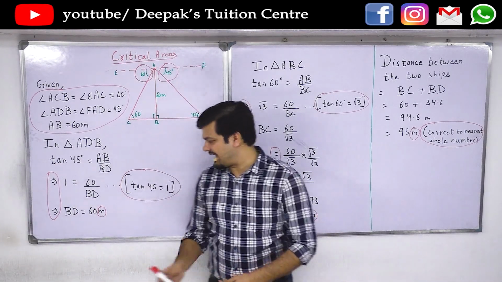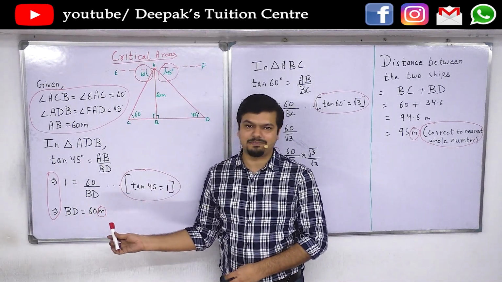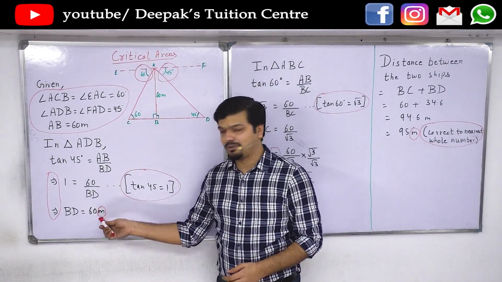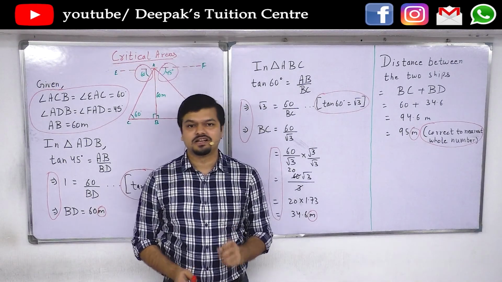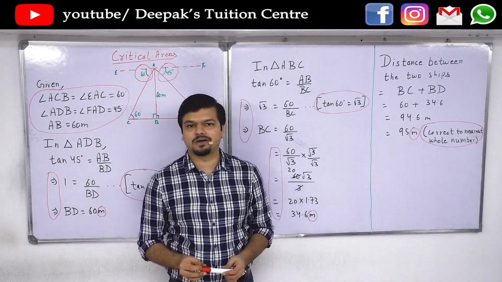Whenever you complete an answer, for example BD equals 60 meter, you need to write the units. Do not miss out on the units, and write the correct units. If you miss out on the units, marks gone.